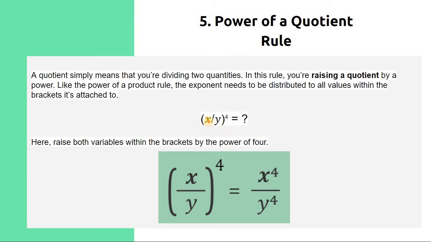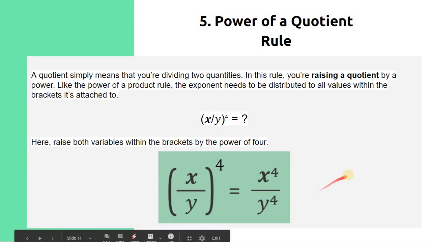So, kagaya nito, x over y. So, ganito siya, no? Nilagyan lang natin siya ng dash dito. Okay? Pero ito yung totoong form niya. So, x over y raised to the power of 4. Okay? So, here, you have to raise both variables within the bracket by the power of 4. So, when you transpose it sa kabilang side, x raised to the power of 4 over y raised to the power of 4. So, ganyan ang power of a quotient.